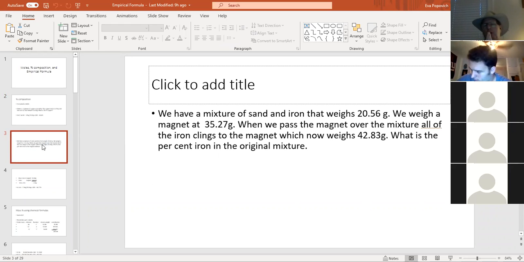We did kind of this experiment a couple weeks ago when we were doing the salt and sand mixture. We got a mixture of salt and sand that weighs 20.56 grams. We weigh a magnet. The magnet weighs 35.27 grams. When we pass this magnet over the mixture, all of the iron clings to the magnet, and we find out that it weighs 42.83. What is the percent iron in the original mixture?